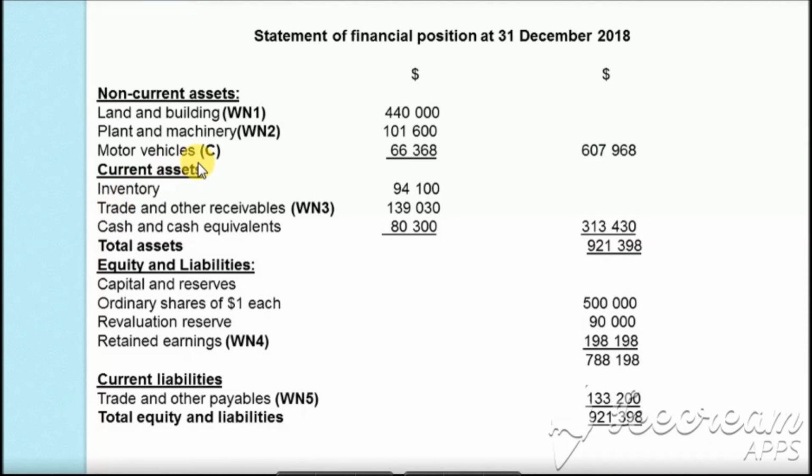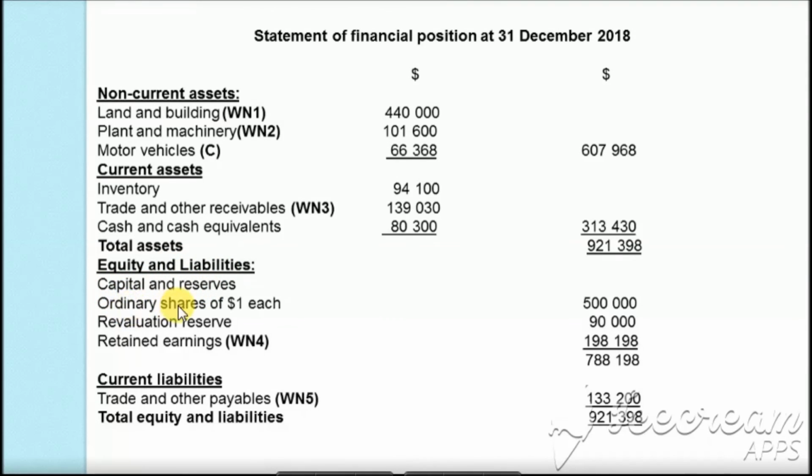Once we total all the non-current assets, we get the total non-current asset as $607,968. Then we have the current assets, in which we have inventory, which was given as $94,100, trade and other receivable, which was calculated in the third working notes, cash and cash equivalents, which was given as $80,300. Once we total this up, we get $313,430. And once we add the non-current assets and the current assets, we get the total asset as $921,398.